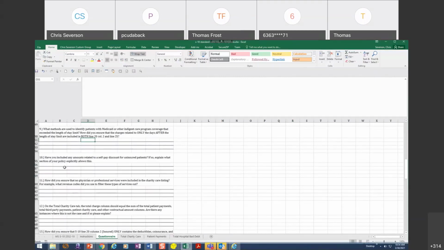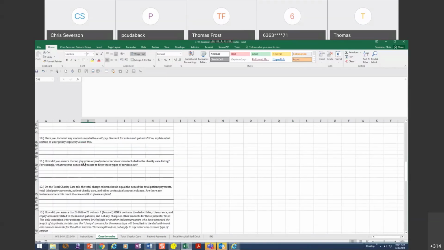Number 10, have you included any amount related to self-pay discount for insured patients? If so, explain what section of your policy explicitly allows this. We talked about that. How did you ensure no physician or professional services were included in the charity care listing? What revenue codes did you filter out? Or did you have a separate system altogether? That would be an answer for 11.